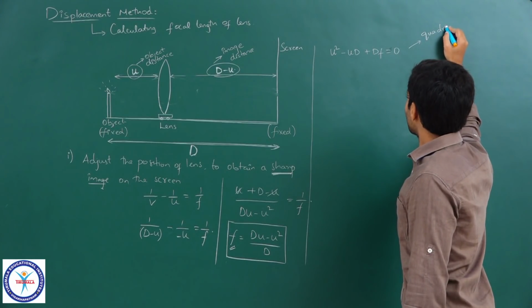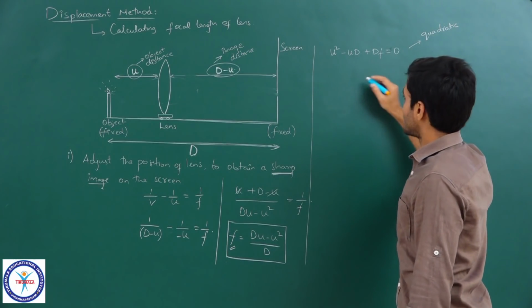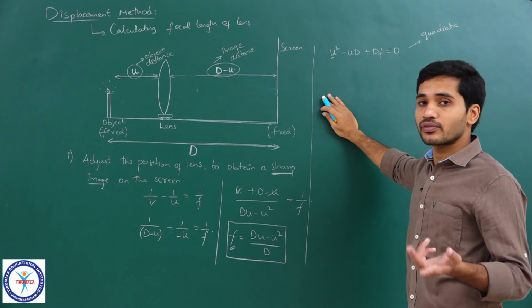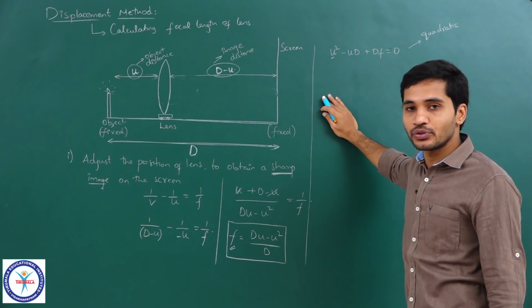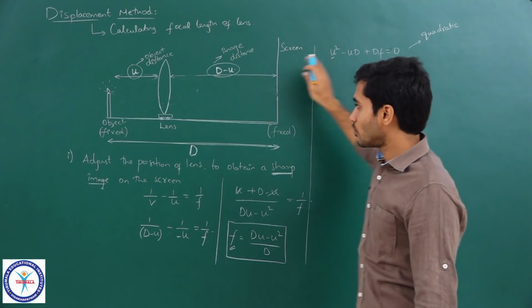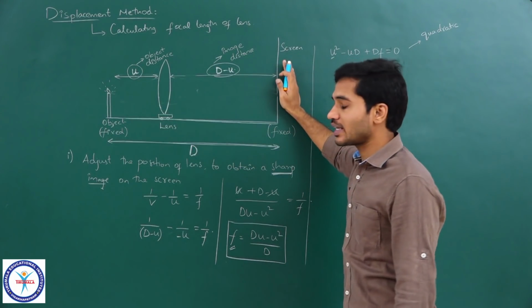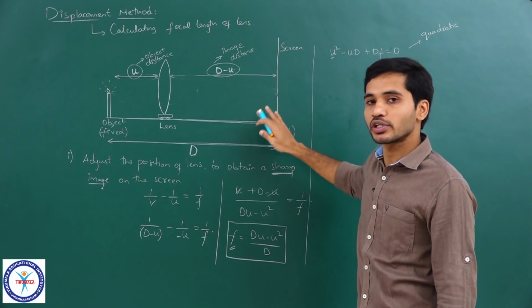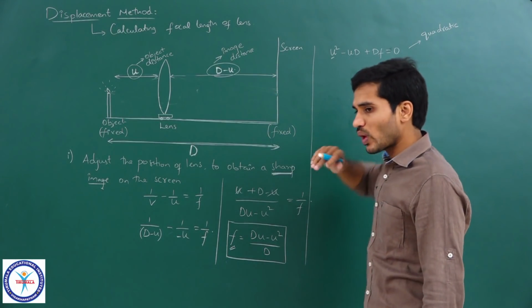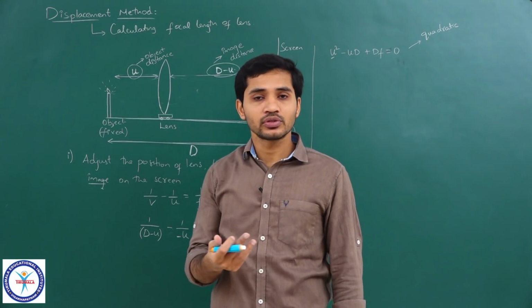and you all know that every quadratic equation has two roots. This is a quadratic equation in u, which means I have two values of u for which this becomes 0, or I have two values of u for which an image is formed on the screen exactly, correct. That is what it means. Okay, let us first understand why we have two values. Why am I getting two values?